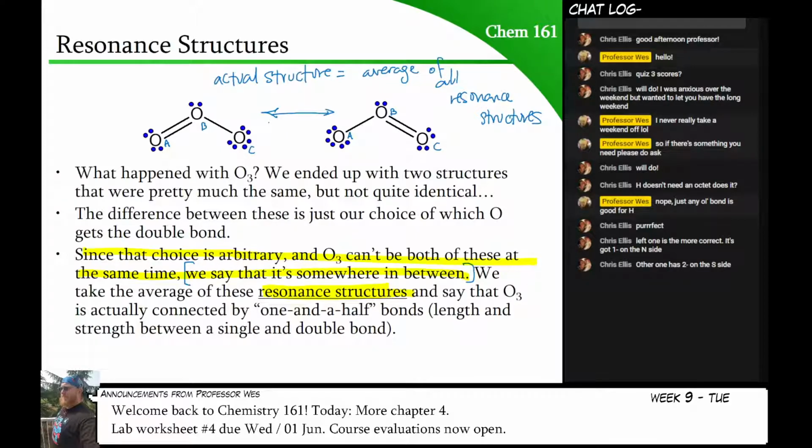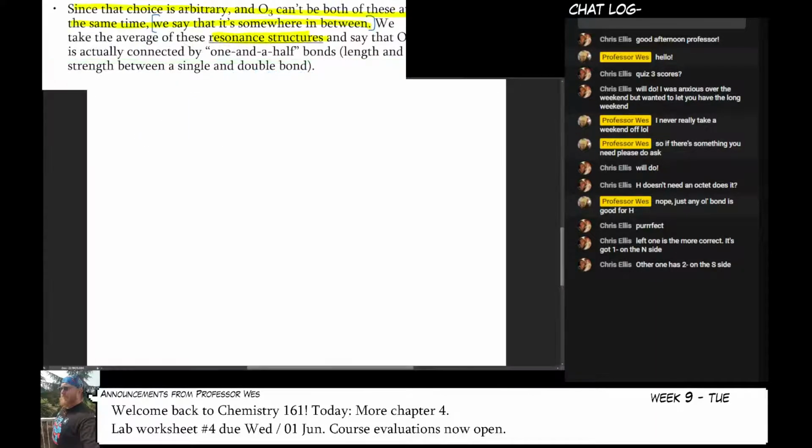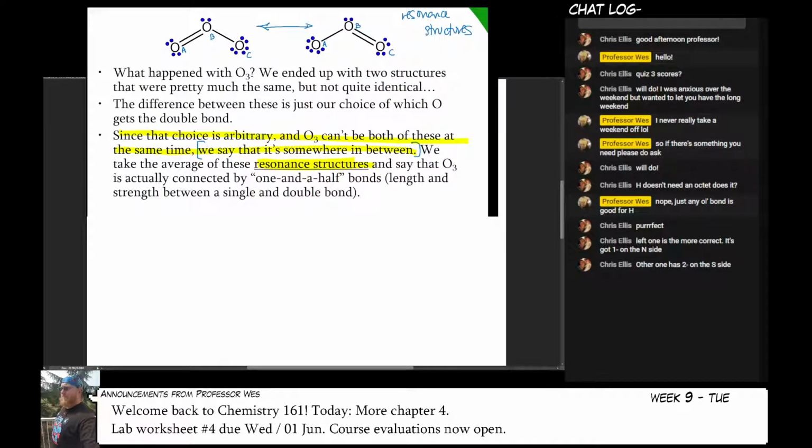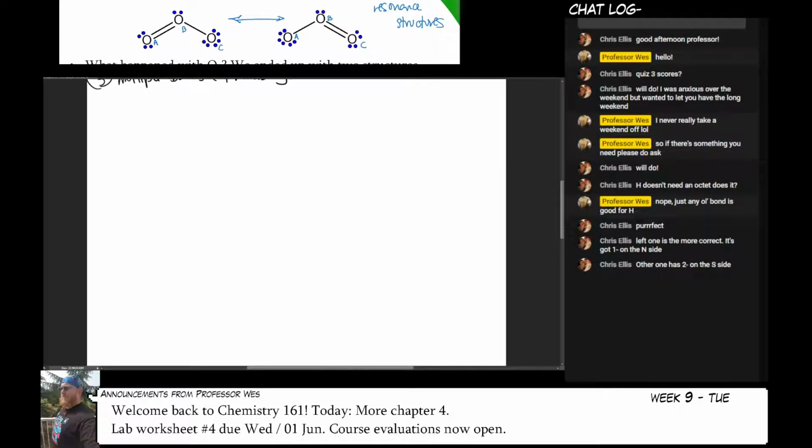So in other words, if we were trying to figure out what the actual bond length was, we would not say that ozone has a single bond and a double bond. Instead, what we would do is we would take the average. How do you average bonds? The way that you do that is the following. So we'll go back over here. All right, so there's our structures.